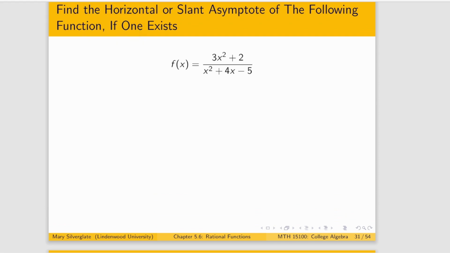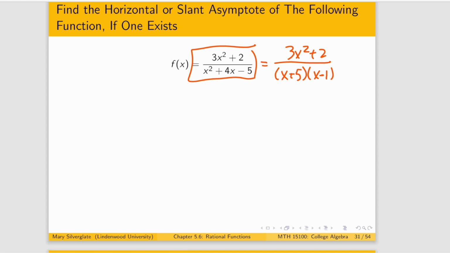Let's see about this next one. So our numerator doesn't factor. Our denominator, I want to ask myself what multiplies to negative 5 and adds to 4. That would be x plus 5 and x minus 1. And then nothing appears to cancel here, so I'm good. I can just go ahead and set it up based on the original. So I have 3x squared plus 2 divided by x squared plus 4x minus 5.